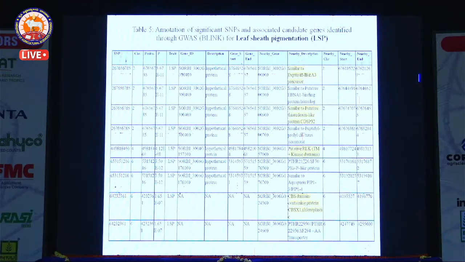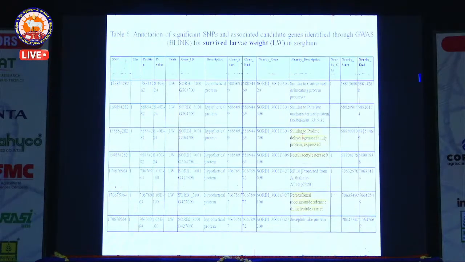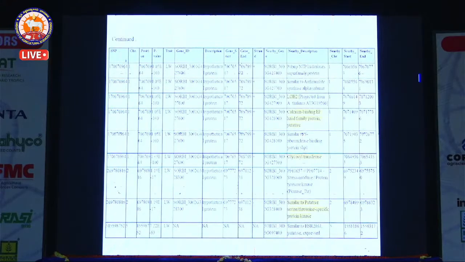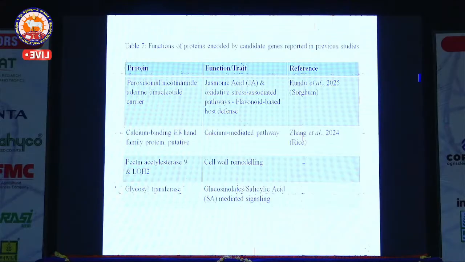And then larval weight actually showed good related proteins like proline dehydrogenase, pectin acetylase, and peroxisomal nicotinamide. And also LOH2, related to lipids, and proteins related to calcium flux, glycosyl transferase, as well as serine or threonine specific proteins. Previous studies have also reported some of these proteins, like peroxisomal nicotinamide.